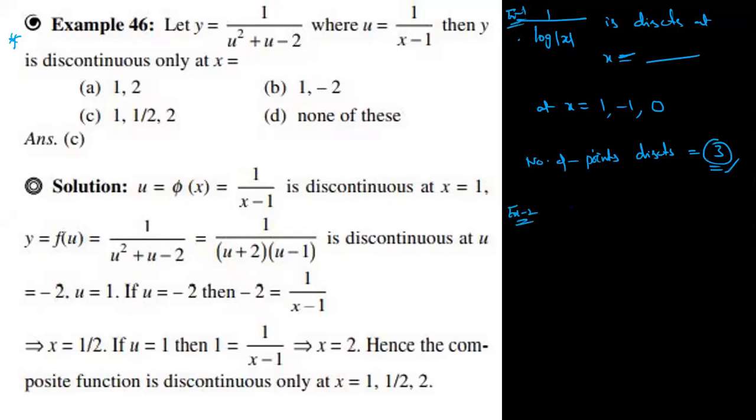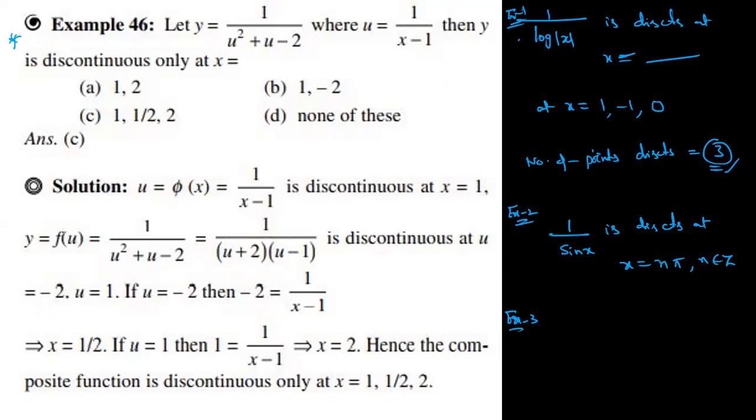Example 2. Get ready, dear students. 1 by sin x is discontinuous at x equal to what? 0 and pi. How many points are there? Infinitely many points: sin pi, sin 2 pi, sin 3 pi. Fantastic, Manit. Marvelous.